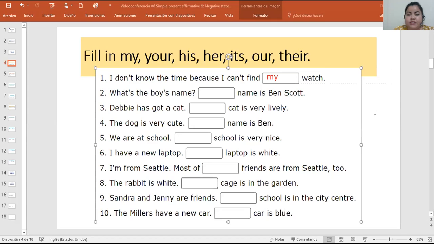What could be the other ones? The other ones, we're going to do them individually. Las vamos a hacer de forma individual. No las vamos a trabajar en equipo esta vez. We're gonna do them individually. So let's start right now. Right, this is an extra exercise that we have to practice a little bit more with our knowledge on possessive adjectives. Let's start, please. Comencemos.